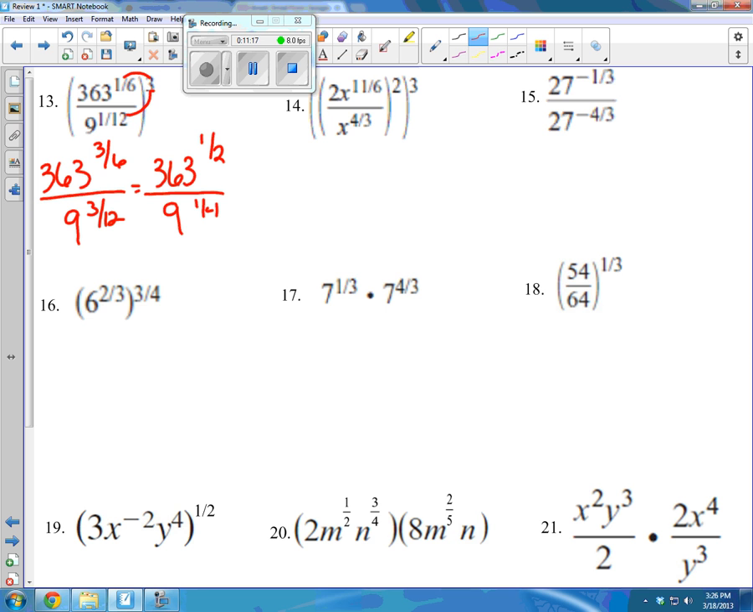I mean, I know 363, that's the square root of 363. It's not perfect. I don't want to look for anything perfect. I'm not dealing with radicals. We are focusing on the rules of exponents, so you're just going to leave it like that.